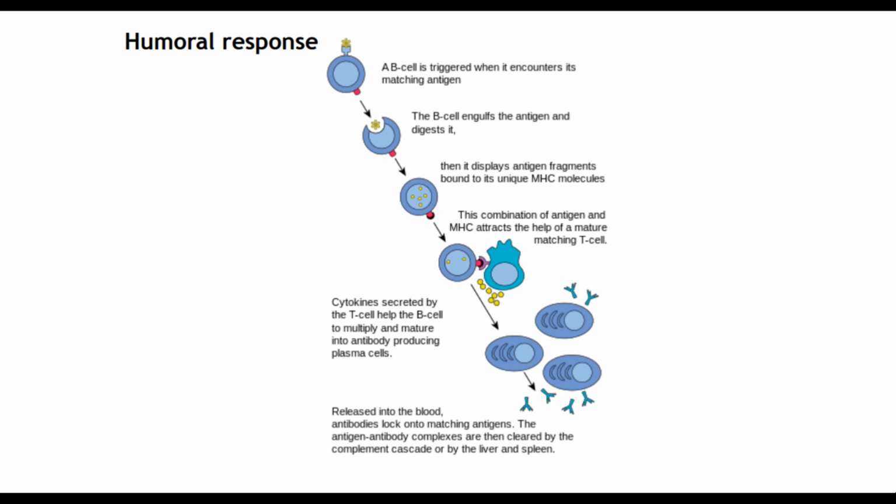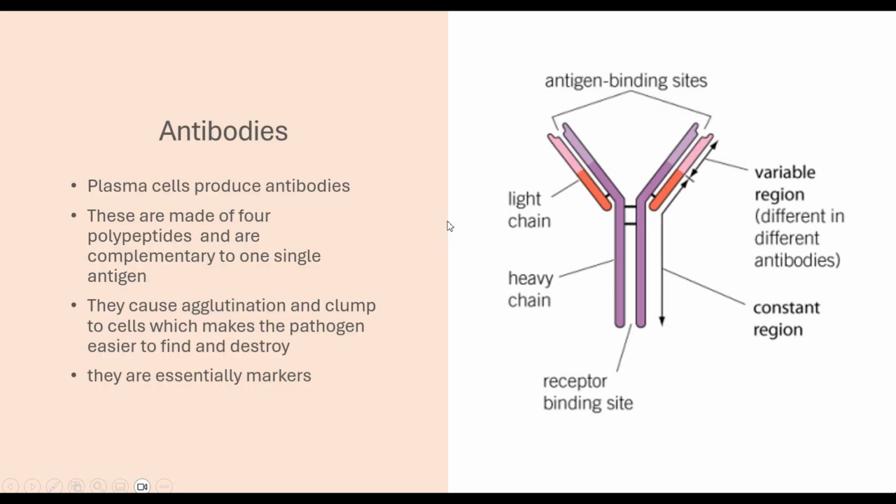So write this down. The B cell is triggered when it encounters an antigen. It engulfs the antigen and digests it. The fragments bond to the MHC molecules. That causes a T cell to come and bind to it and release cytokines, which then help the B cell to mature and multiply into plasma cells. And then the plasma cells produce antibodies, yeah? So there you go, that's the immune response. Some people find it a bit difficult, but if you rewatch that a couple of times and note it down, it should be calm.